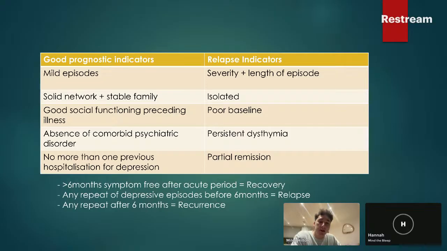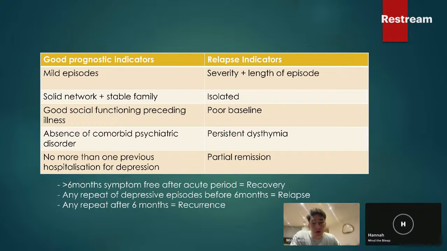Whereas a relapse indicator would be if the episode was severe and if it was quite a lengthy episode as well. Another relapse indicator would be if the patient is quite isolated socially, if they had a poor baseline, if there's any evidence of persistent dysthymia, and if they had a partial remission.